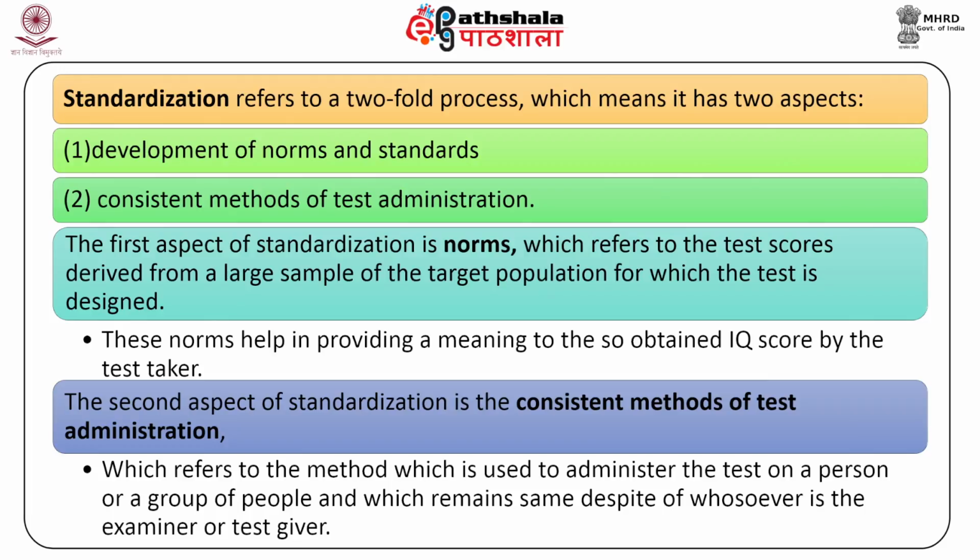The second aspect of standardization is the consistent method of test administration, which refers to the method which is used to administer the test on a person or a group of people and which remains the same regardless of whosoever is the examiner or test giver. The norms which are collected from a sample population form a normal curve or distribution in which the scores are most frequent around the mean and become less frequent as we move away from the mean.